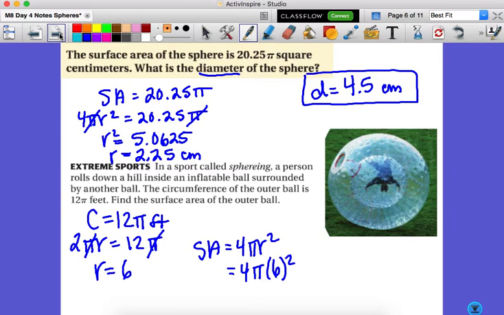So 4 times 6 squared is 144 pi, and this is square feet. Now realistically here, we would probably round this in the real world situation, and it doesn't say which one we need to do, so I would take either one of these two answers as your final answer.